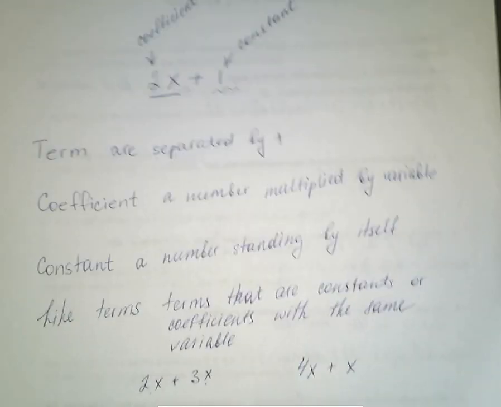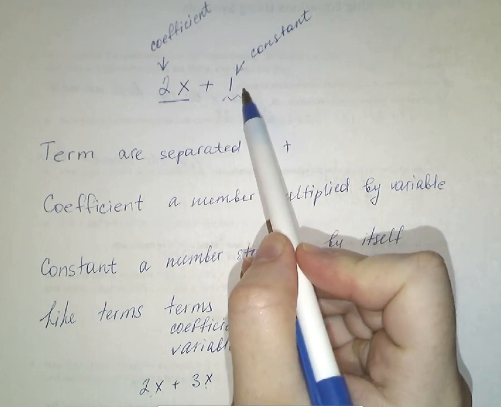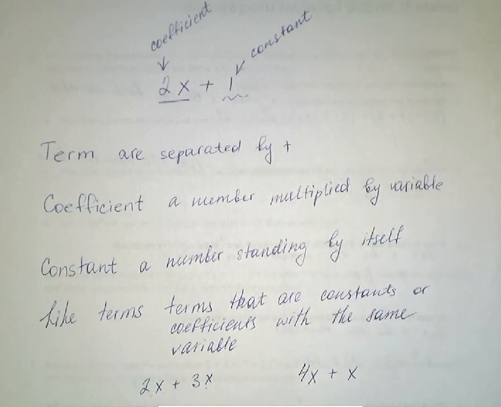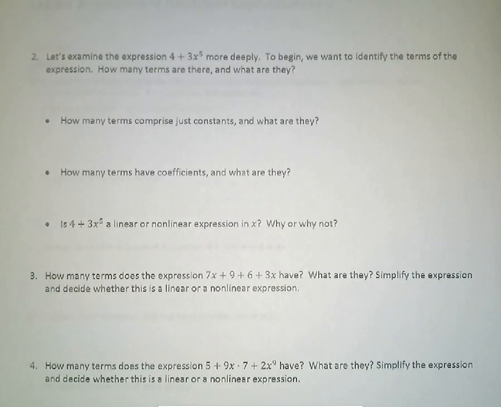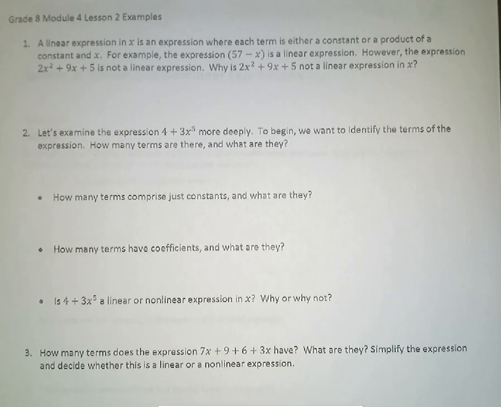In my original example, 2x plus 1, there are two terms, but they are not like terms. 1 does not have an x next to it, and 2 does, right? So I cannot combine them. They're not the same. This is basic information that you need to know before we move on to lesson 2. Let's look at lesson 2, and in front of you, you see the examples. You don't have them on you, but you can follow along and make sure you understand it before we get to the exercises. Okay, so number 1, a linear expression.